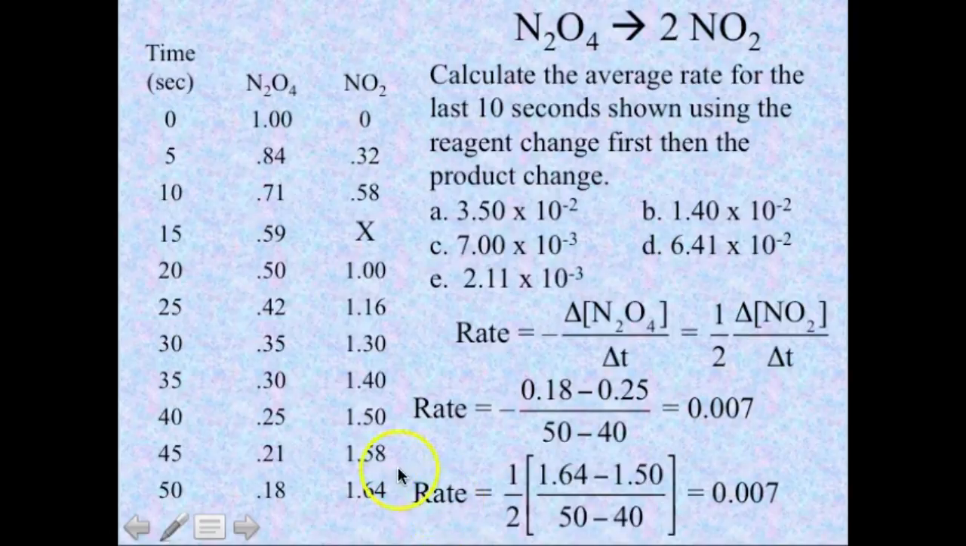If we work with the NO2, then we're going to multiply the change in formation of the NO2 by 1/2 because 2 moles of it form for every mole of N2O4 that disappears. So it'd be 1/2 times 1.64 minus 1.50 divided by 50 minus 40. Again, 0.007. The rates are equal to one another.